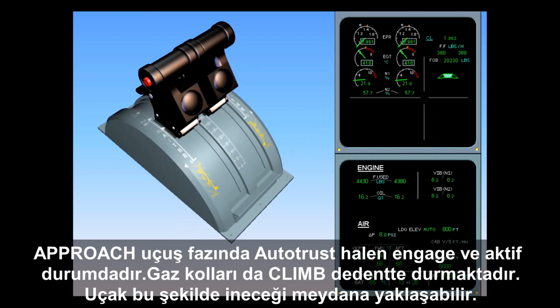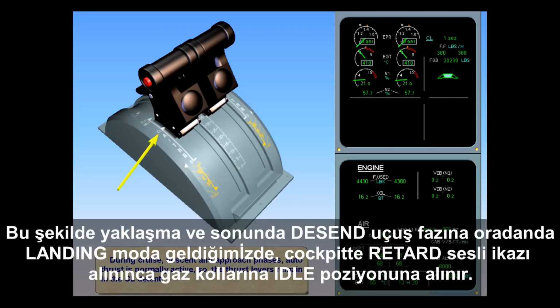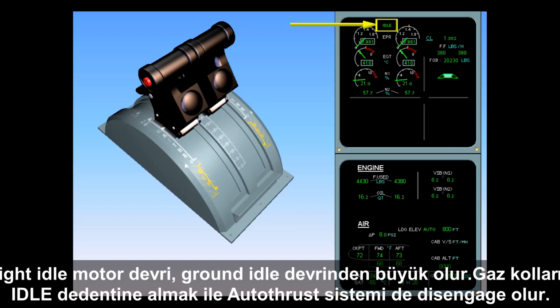During cruise, descent, and approach phases, autothrust is normally active, so the thrust levers remain in the climb detent. When autothrust is connected, if both engines should be at idle, descent, an idle indication appears above the EPR gauges. It flashes for 10 seconds and then remains at steady green. Note that there is a difference between ground idle and flight idle, with flight idle being higher.